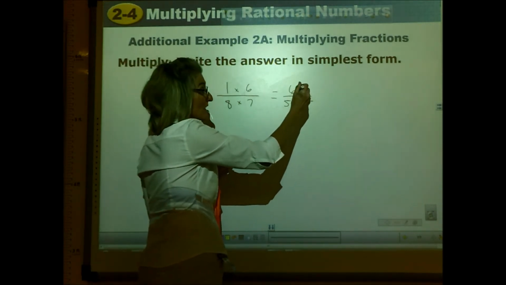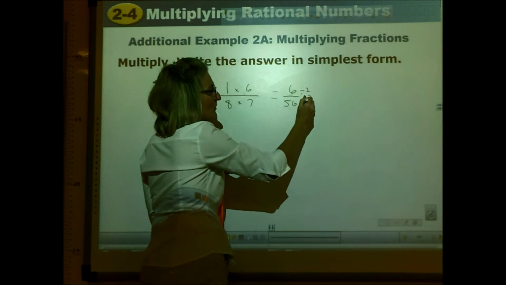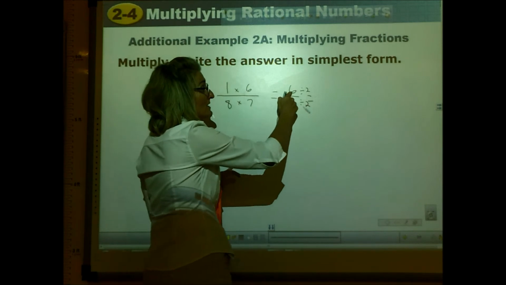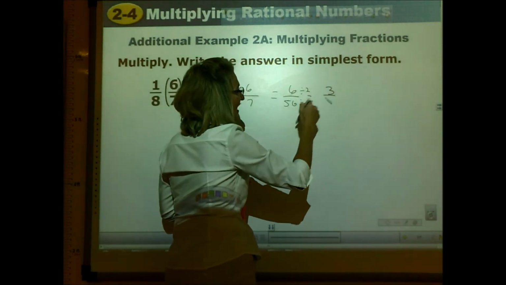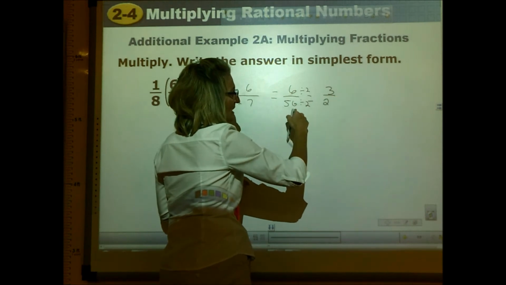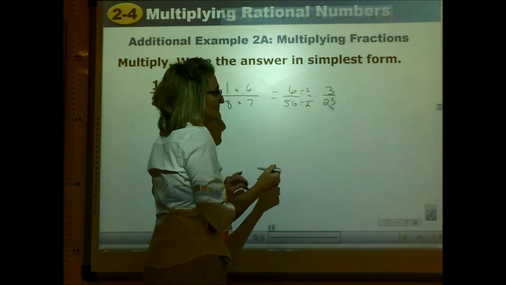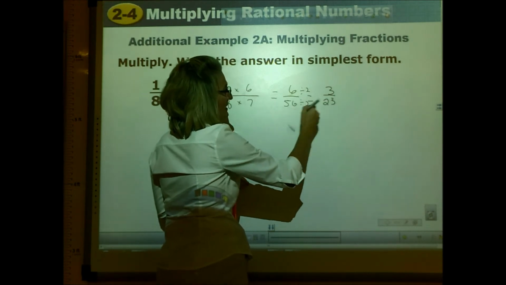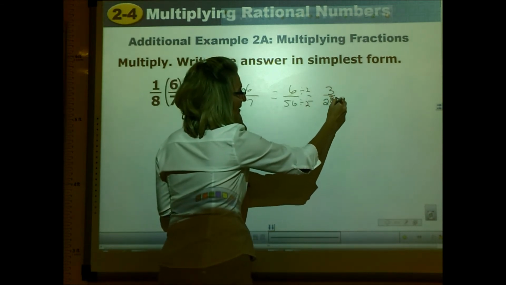I can divide, both of these are even, so I can divide the numerator and the denominator by 2 because we have to keep them equivalent. 6 divided by 2 is 3. 56 divided by 2 is... 23? No, Miss Osborne is completely wrong. So we get 28.